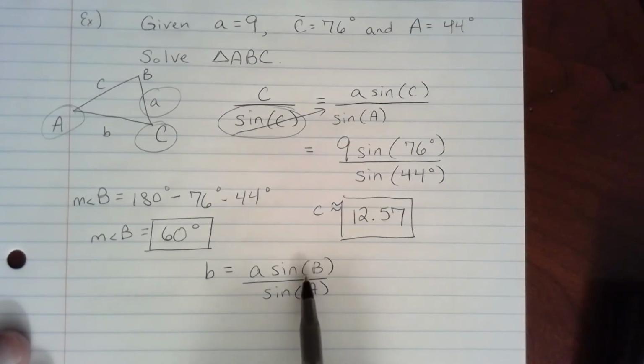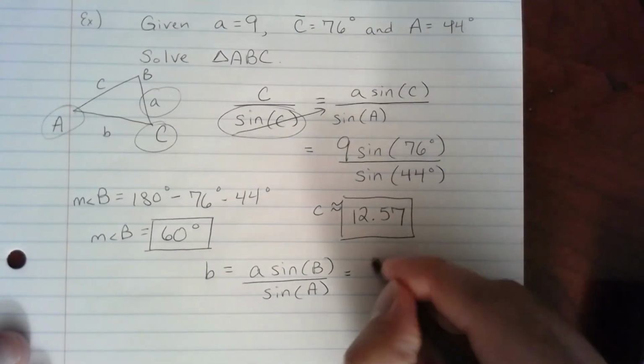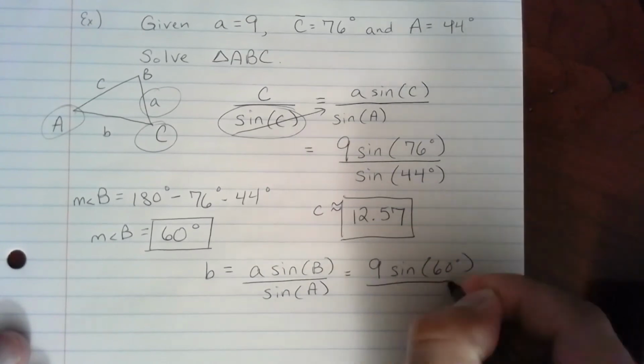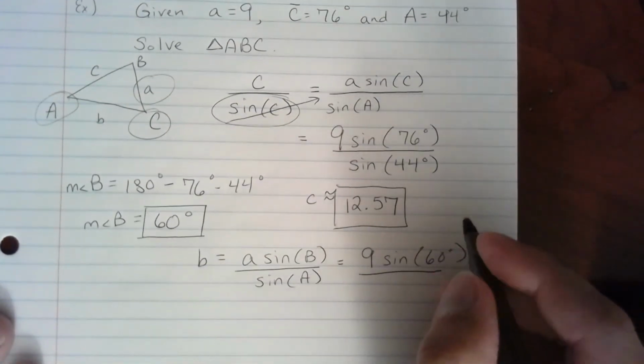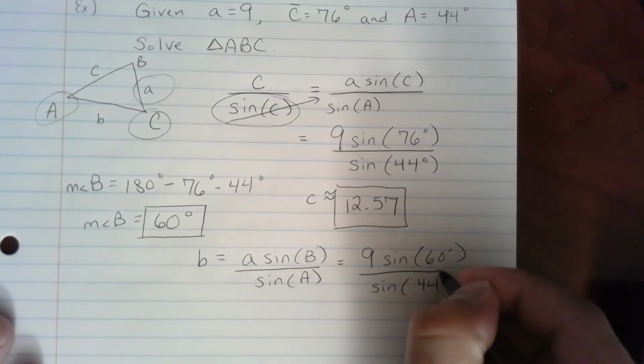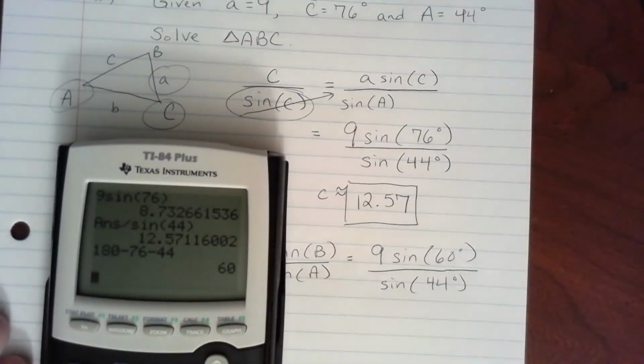We said with law of sines that you could use any pair of variables in this way. And now we can plug in our values. So little a was 9. Big B we just found to be 60 degrees. And then we know again that sine of A was 44 degrees. There we go. Real fast, we'll just plug that in, we'll find that value.